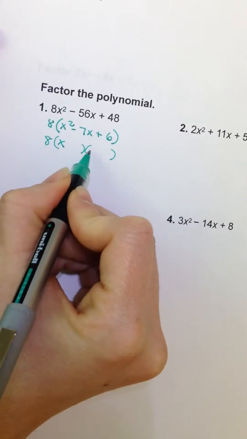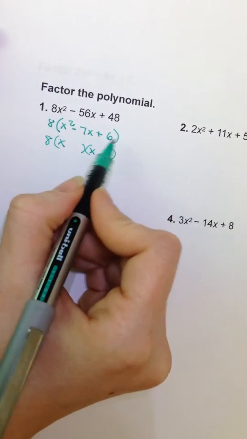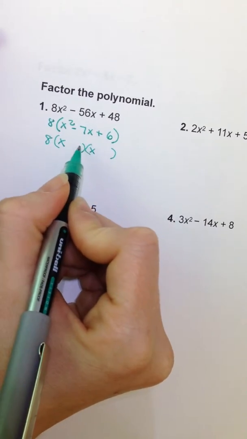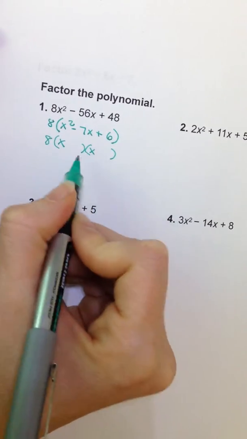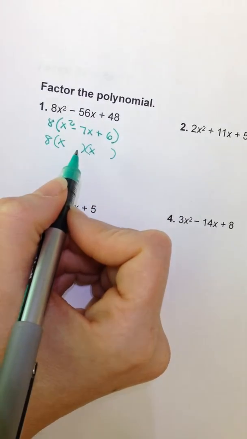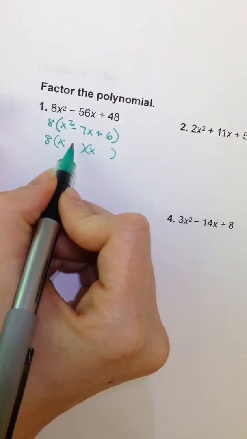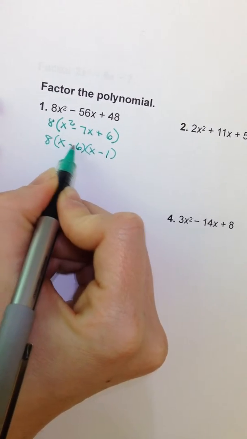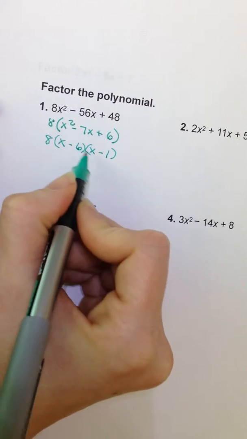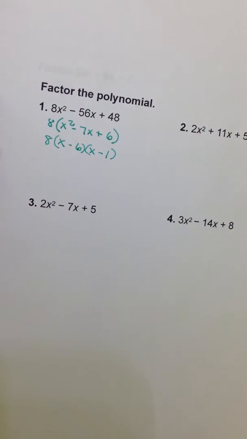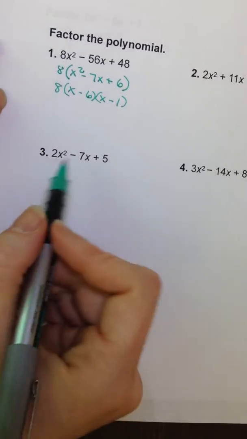So split up my x's to make x squared and split up my 6 into 2 numbers. So I could do 2 and 3, or I could do 6 and 1. Either way, it needs to make -7. So the only option that would work would be a -6 and a -1. -6 times -1 makes 6. -6 plus -1 is equal to -7. Now let's check through number 3.